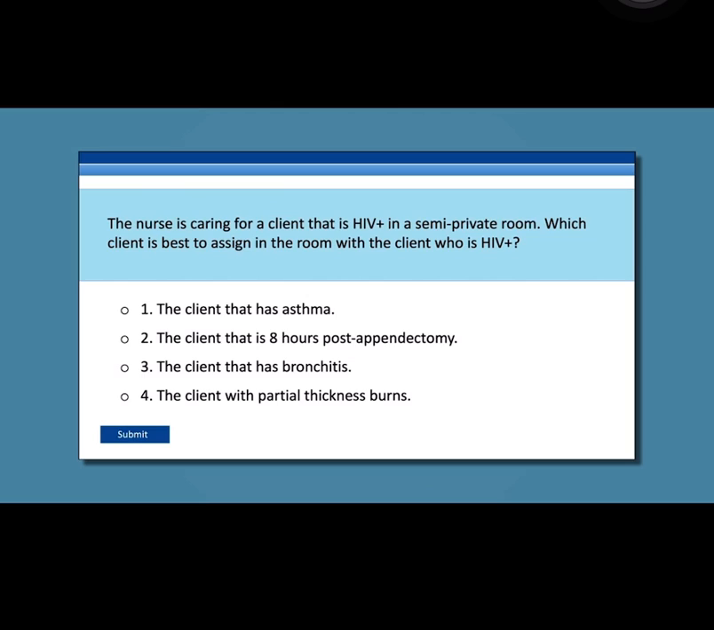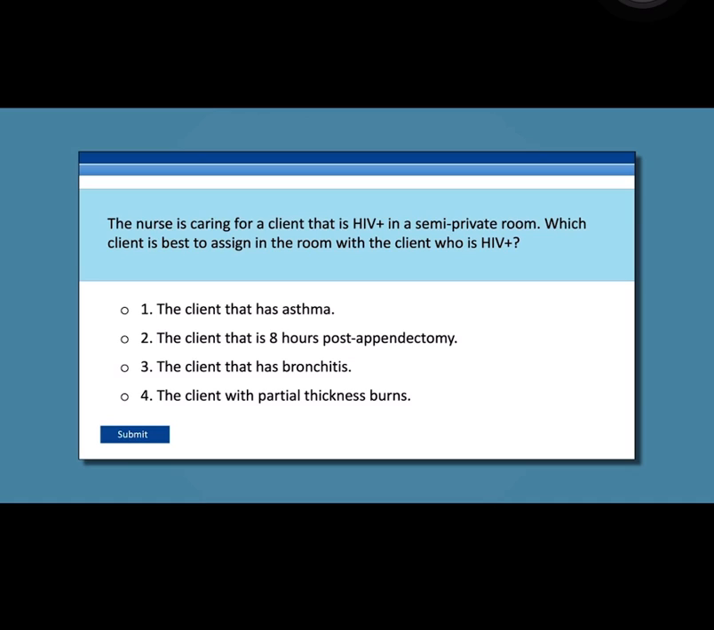You are caring for a client that is HIV positive in a semi-private room. Which client is best to assign in the room with the client who is HIV positive? Would you choose number 1, the client that has asthma? Number 2, the client that is 8 hours post-appendectomy? Number 3, the client that has bronchitis? Or number 4, the client with partial thickness burns?